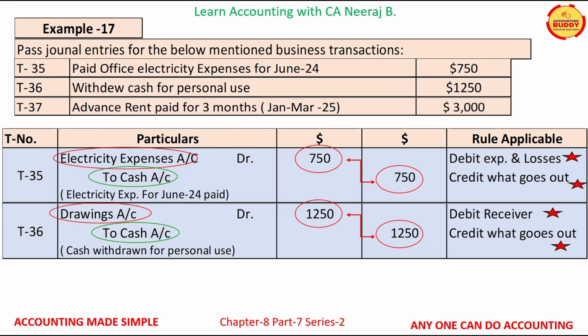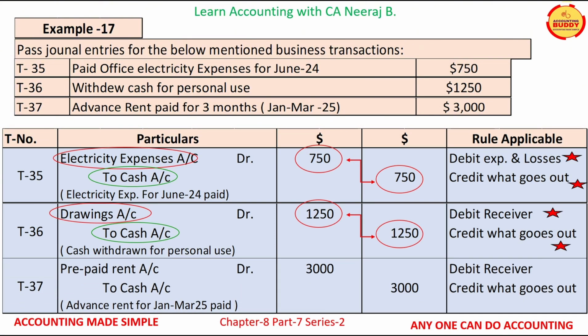Transaction T37 is advance rent for 3 months amounting to $3,000 paid. The two accounts affected are prepaid rent account and cash account. Prepaid rent account is a representative personal account, and for personal account, the rule is debit the receiver. Cash is a real account, and the rule for real account is credit what goes out. Therefore, this transaction is recorded for $3,000 by debiting prepaid rent account and crediting cash account.